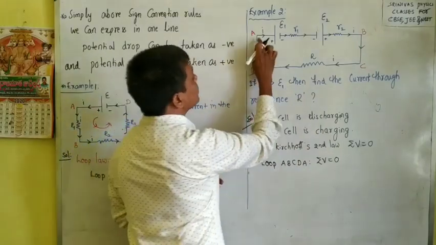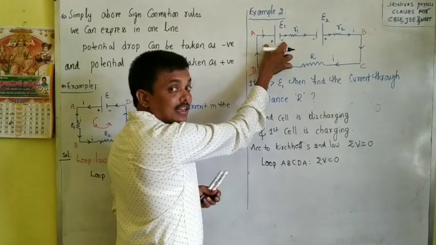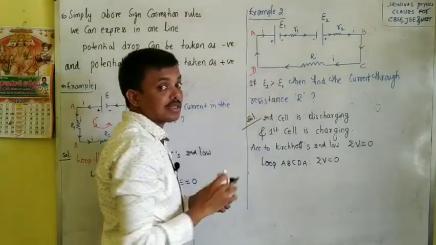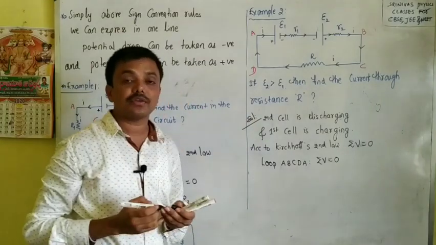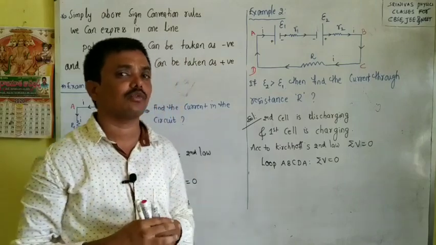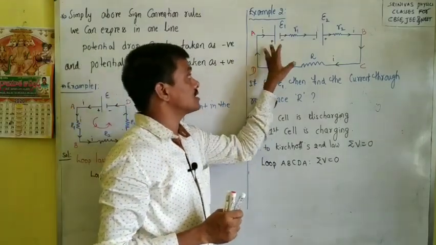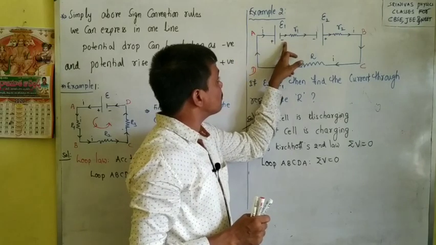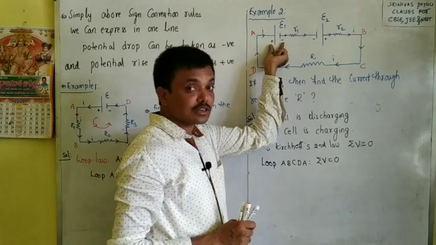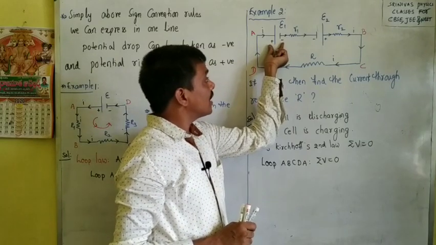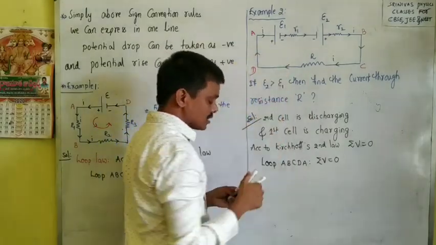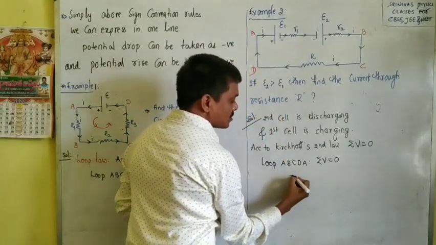When you go from A to B, first we get a cell. When the cell comes, what you have to check is whether you are traveling from positive to negative or negative to positive. If you travel from the positive terminal of the cell to the negative terminal, don't bother about the direction of the current when you go across the cell. Then the potential difference is equal to the EMF, and that EMF you have to take as negative, because you are going from positive to negative. That is according to the sign convention rules.